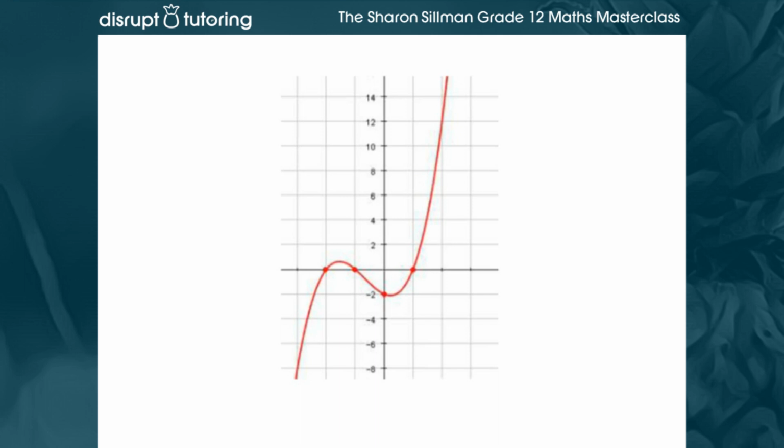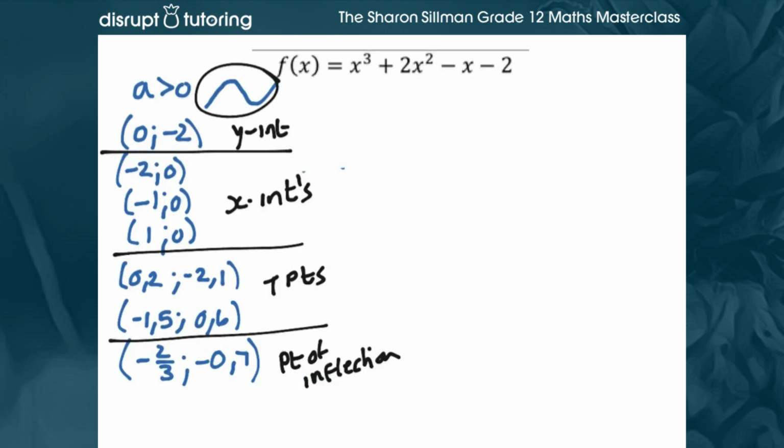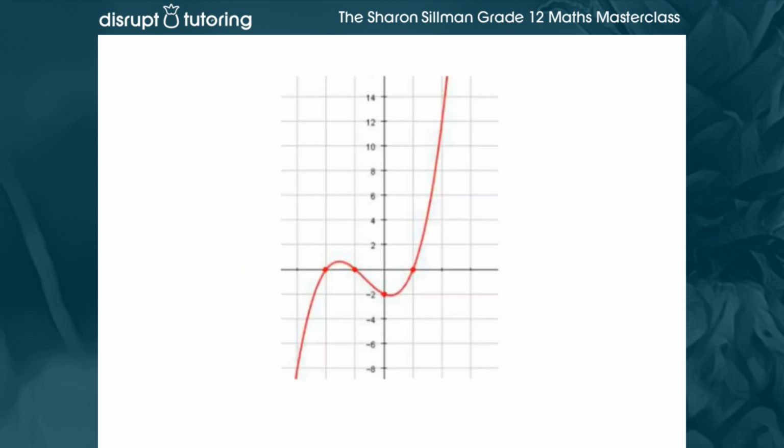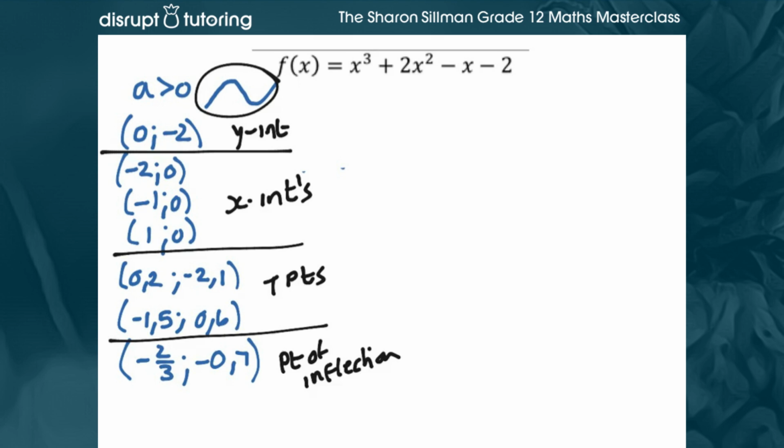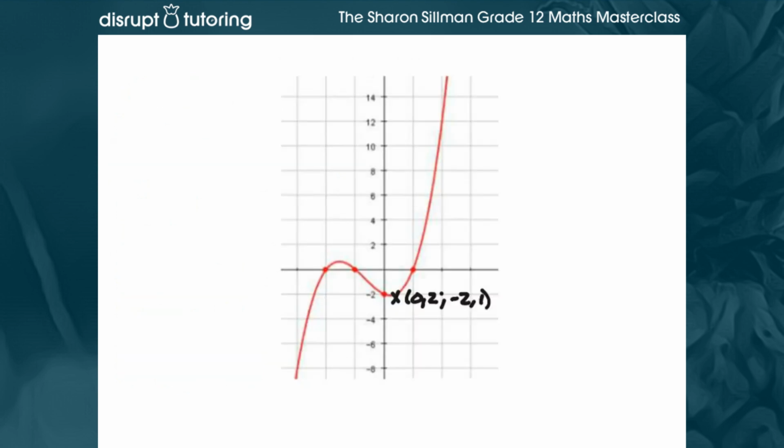This particular drawing doesn't show all the markings. Maybe we should fill them in. So we've got our 3 x-intercepts there and our y-intercept marked. But our turning point was (0,2; -2,1). So that was this one here. The other turning point, (-1,5; 0,6). So negative 1,5 and 0,6.